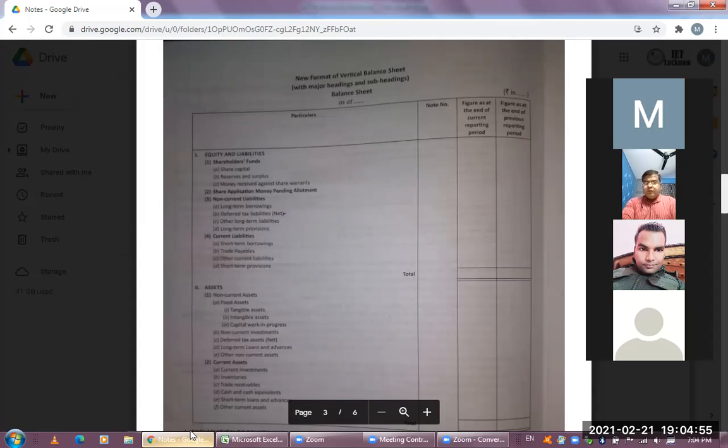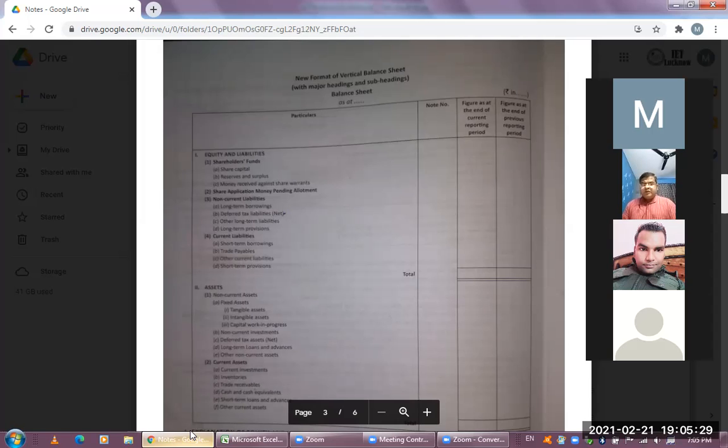Let me share my only, okay, I cannot share two screens at a time, so I cannot write or annotate on this, but you can clearly see that under the heading equity and liabilities, there is one heading that is shareholder fund. I'm going to explain these headings in a few minutes. The second is non-current liabilities. Current liabilities are there. Under the second part, the assets are listed, and under the assets, you have fixed assets.